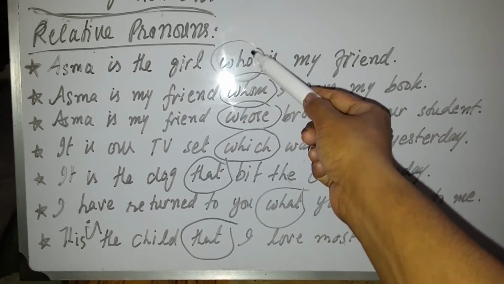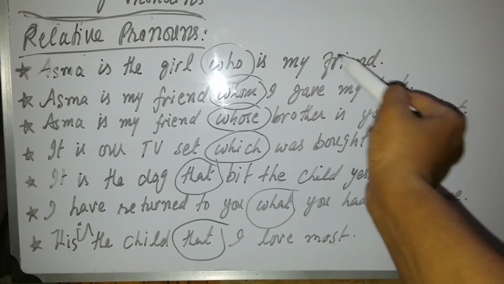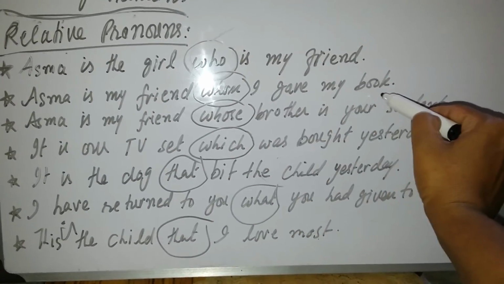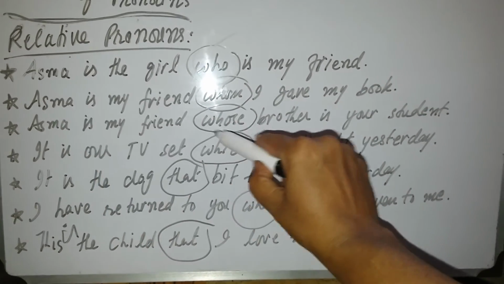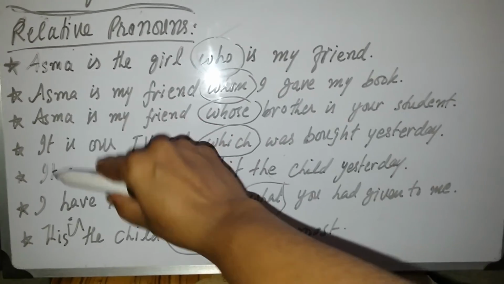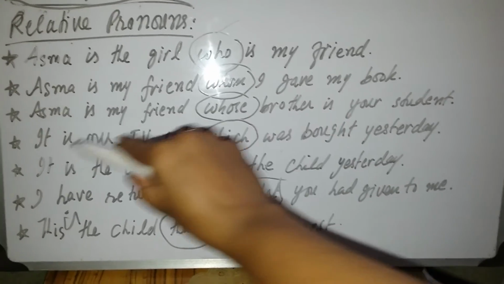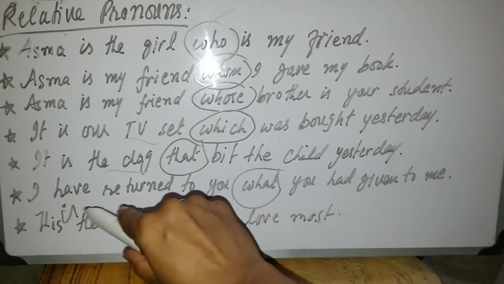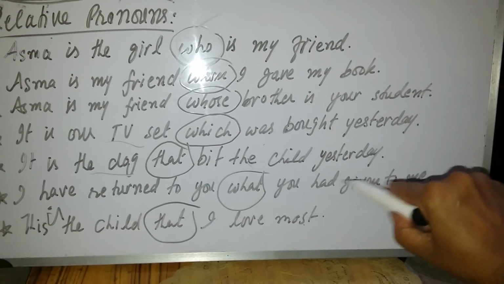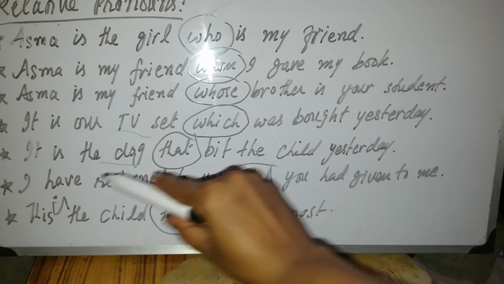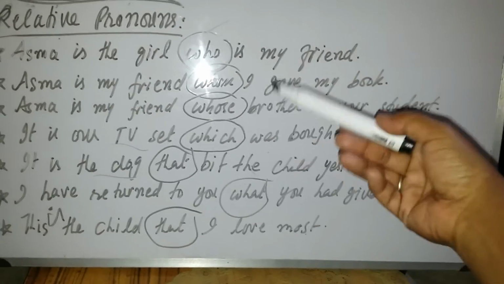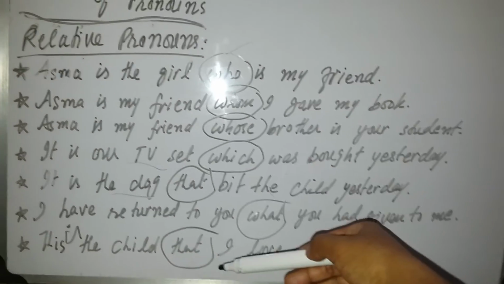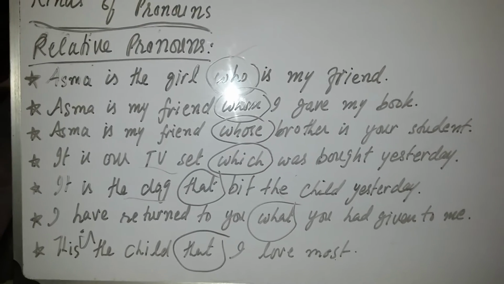So if you see, Asma is the girl who is my friend. Who means Asma. Asma is my friend whom I gave my books. Whom means Asma. Asma is my friend whose brother, whose means Asma's. It is our TV set which, which means TV set. It is the dog that, that means dog. I have returned to you what you had given to me. What means the thing which you have given to me. Instead of taking the names of all these things, we have used these pronouns. So that's why they are called relative pronouns.